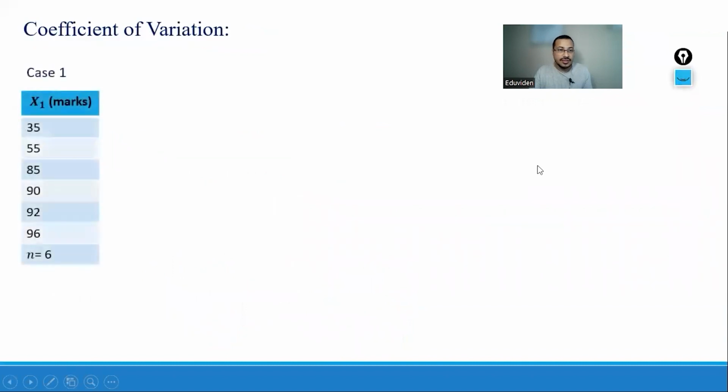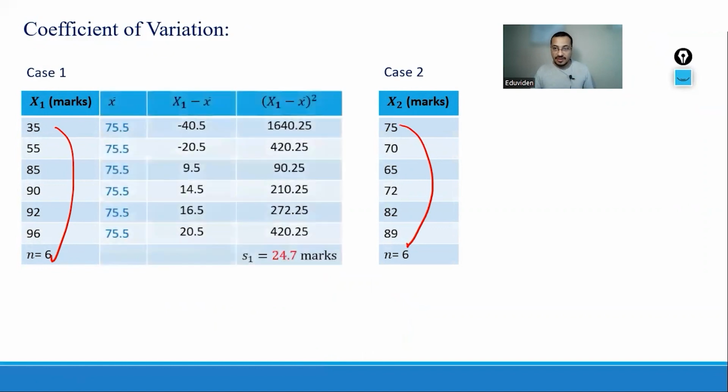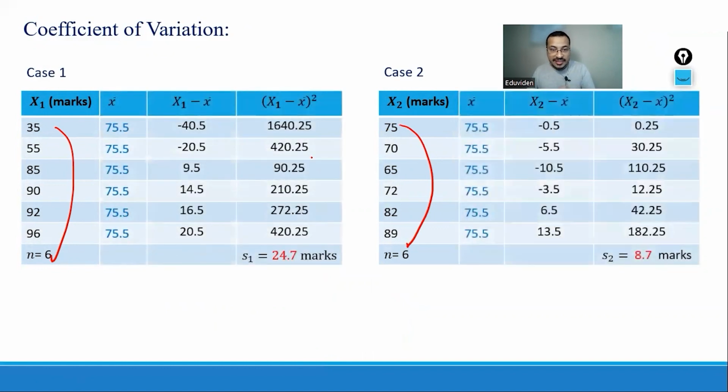Let's take an example. Suppose this is my marks x1, and this is marks x2, two different sets of marks obtained by two different classes, let's say. Here the marks range from 35 to 96, and here from 75 to 89. Now, if you calculate the mean, the mean of both sets of marks is exactly the same, 75.5 and 75.5. However, if we calculate the standard deviation, it comes out to be 24.7 here and 8.7 here. And the number of data points is also the same.